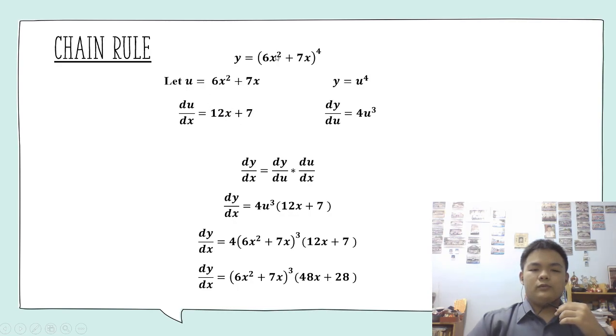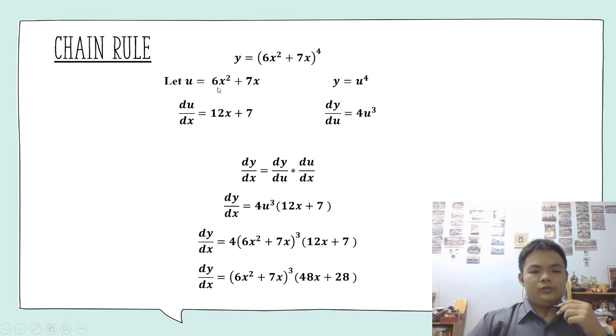Then this one becomes u, so y equals u^4. The differential of y is dy/du equals 4u³. So dy/dx is equal to dy/du multiplied by du/dx. So dy/du is 4u³, and du/dx is 12x + 7.